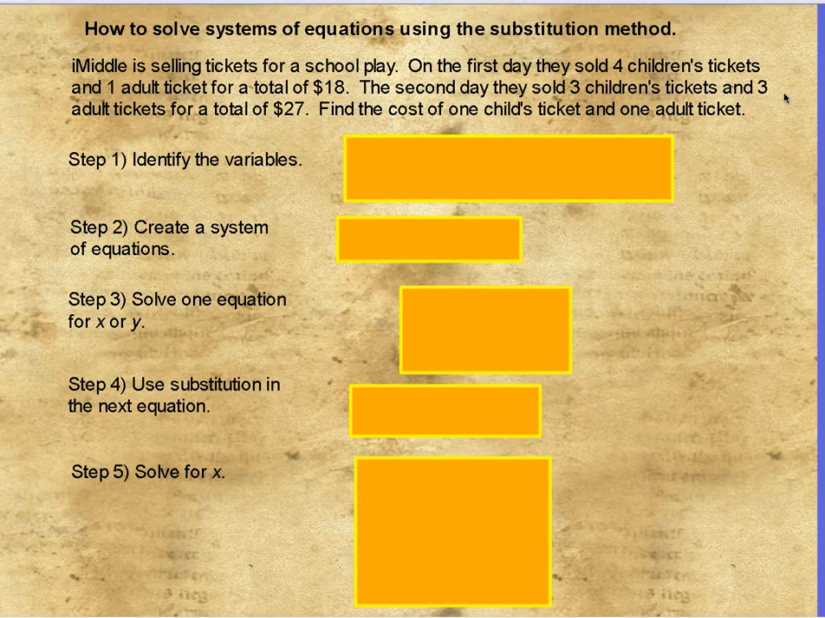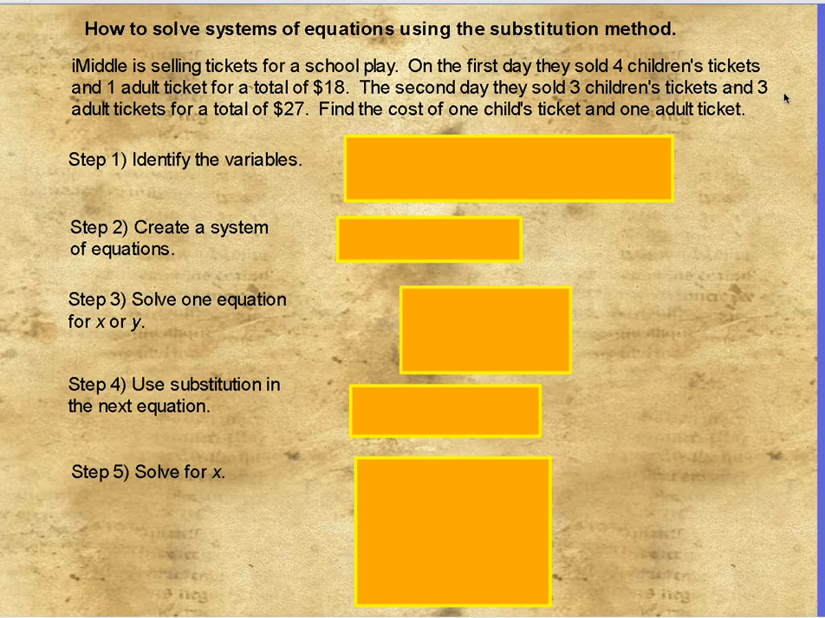Now, we're going to solve systems of equations in a real-world scenario. So we have that a middle school is selling tickets for a school play. On the first day, they sold 4 children's tickets and 1 adult ticket for a total of $18. The second day, they sold 3 children's tickets and 3 adult tickets for a total of $27. We need to find the cost of 1 child's ticket and 1 adult ticket.